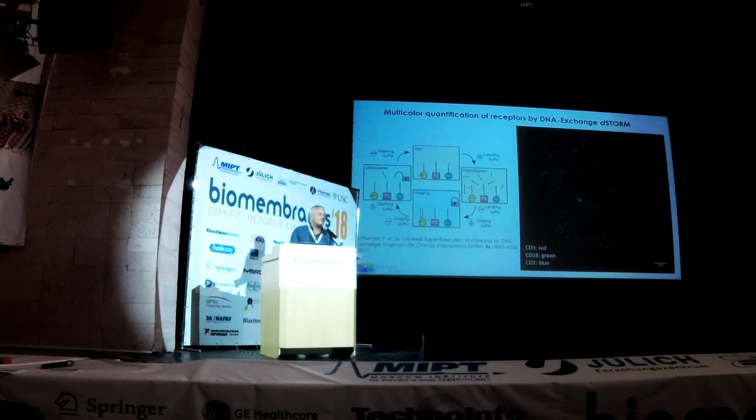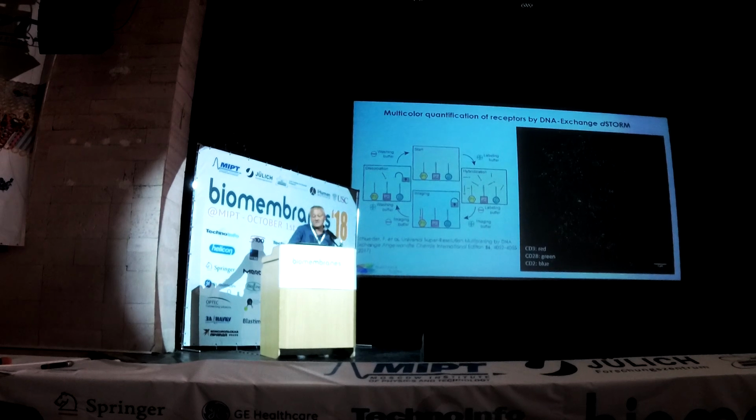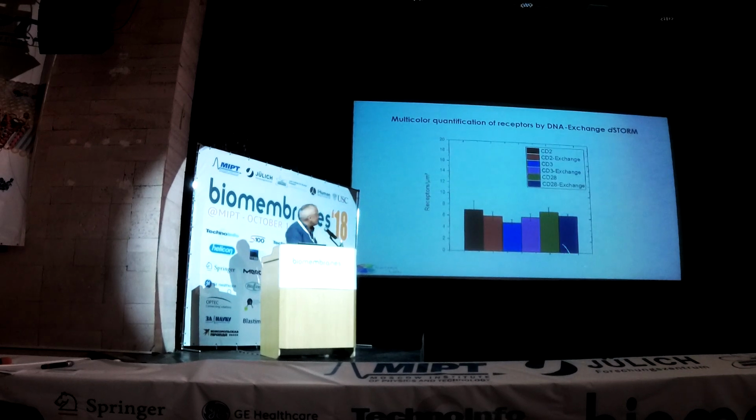You label at 4 degrees centigrade simultaneously. You wash, you fix, and then you add a complementary oligonucleotide for antibody 1, and do this dSTORM imaging. You wash off with formamide, add oligonucleotide 2, and by that you can address the different antibodies via the DNA sequences, and it has never been shown whether this can be done quantitatively. And if we compare the data from single color measurements to 2 to 3 color measurements using DNA exchange, the numbers are at least comparable.